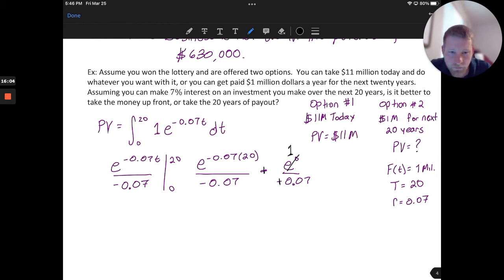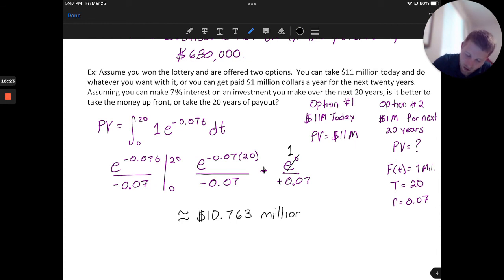So if we go ahead and evaluate this expression in our calculator, we'll find that the present value of the investment is 10.763, and that's in millions of dollars. So this tells me that the present value of the income stream of $1 million a year for 20 years is equivalent to investing $10.763 million today.